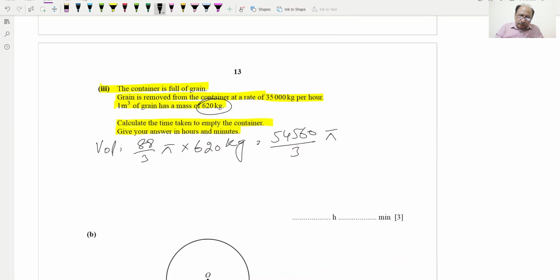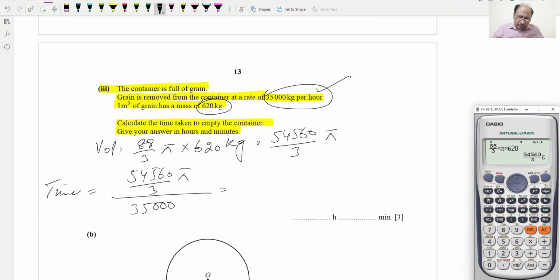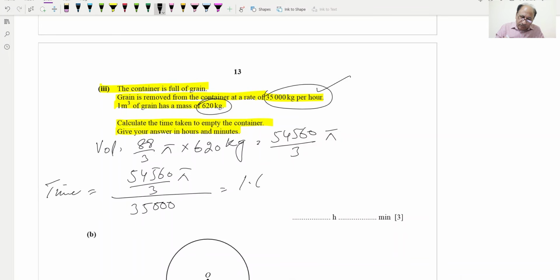Now at the rate of this much per hour, how many hours can we calculate? Time will be equal to the complete volume divided by the mass which is removed in 1 hour, so we divide this by 35000, and this is equal to 1.63, but we need the answer in hours and minutes.